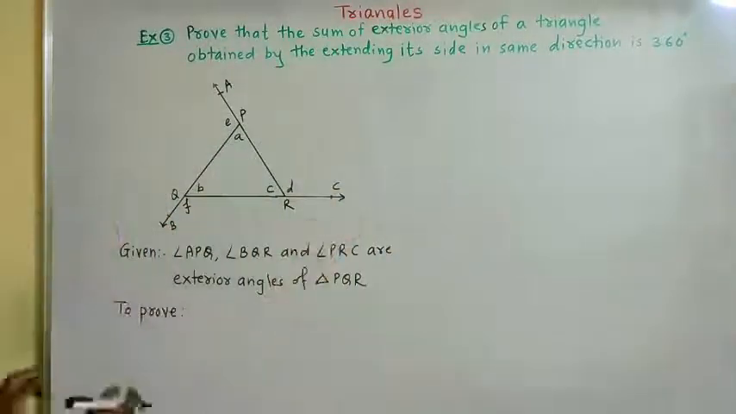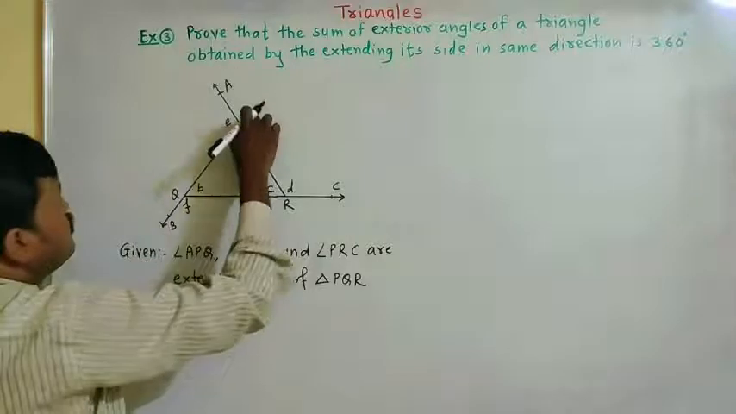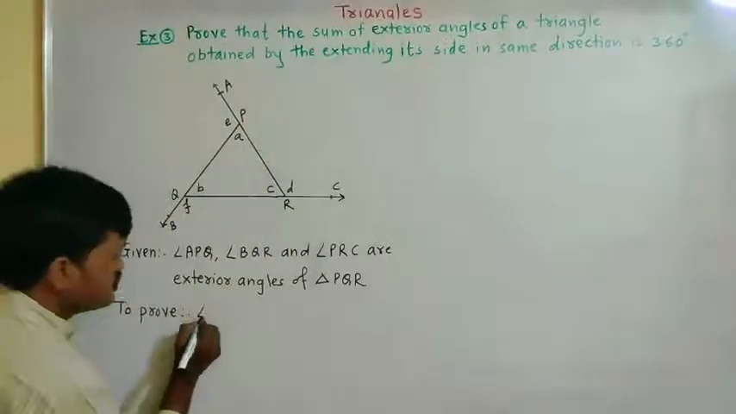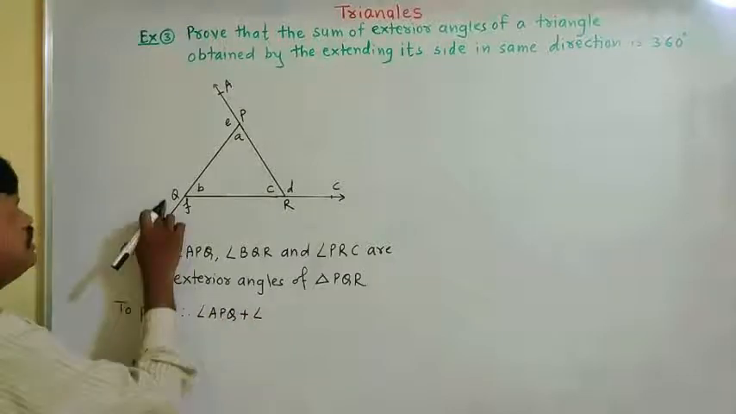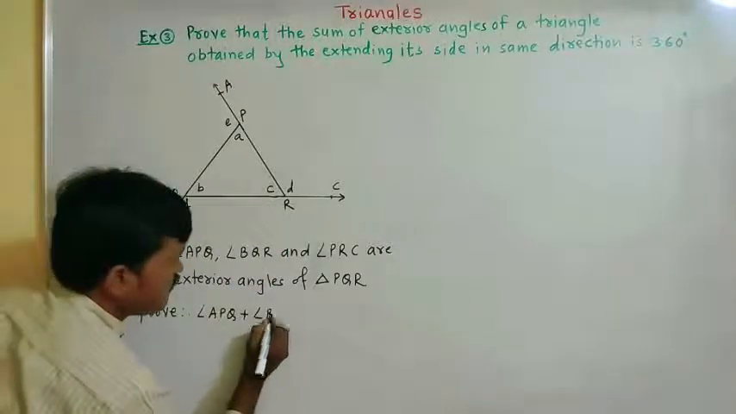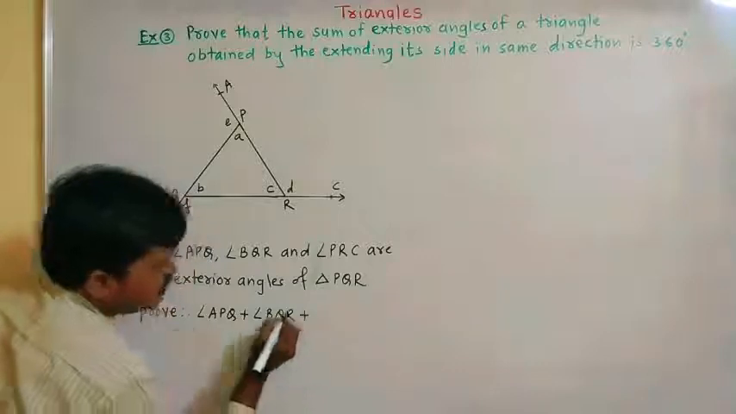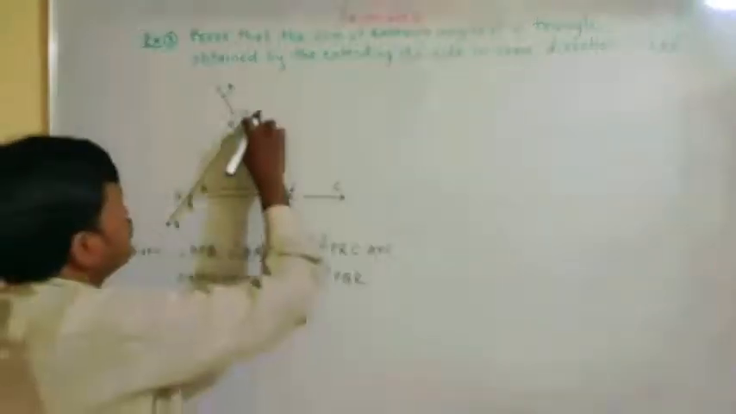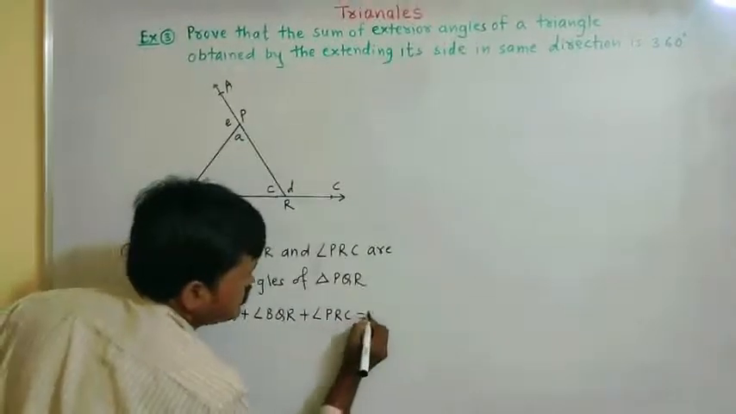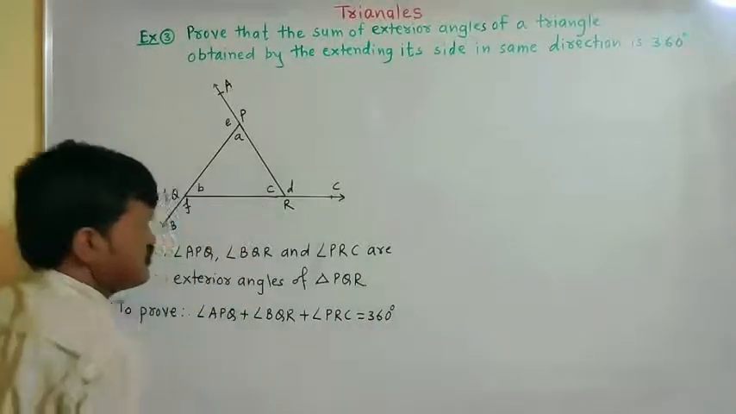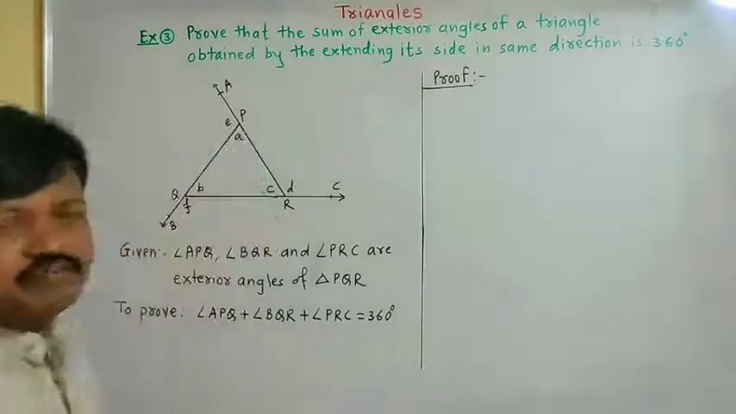360. So write first: angle APQ plus angle BQR plus angle PRC is equal to 360 degrees. So we prove this. There is a simple proof.